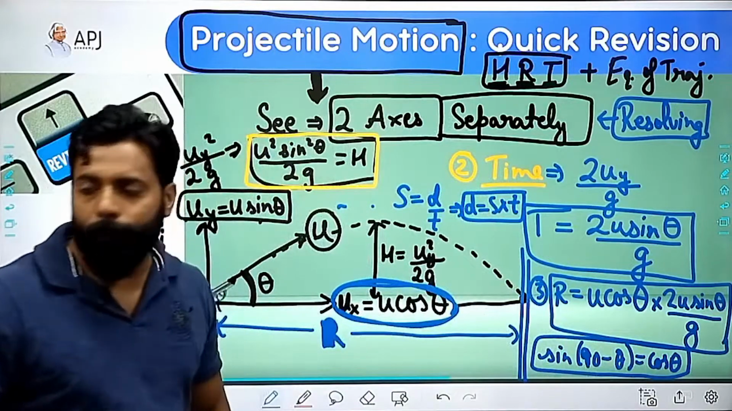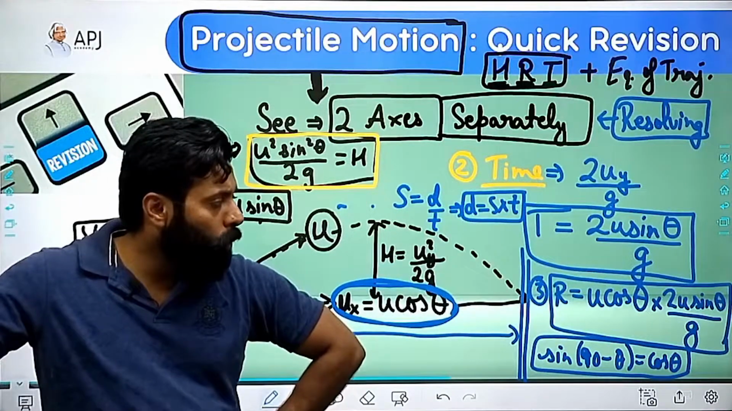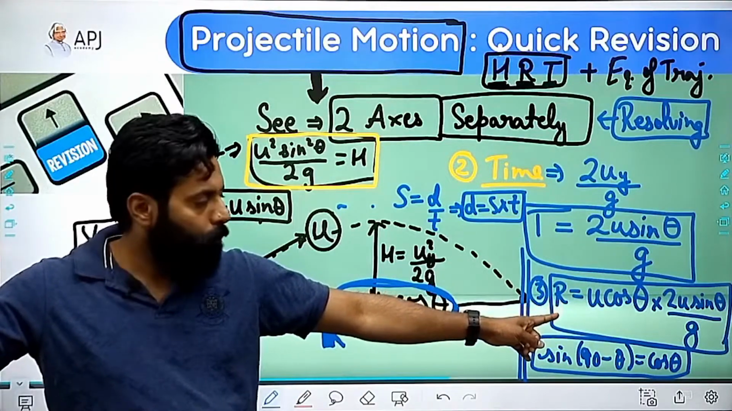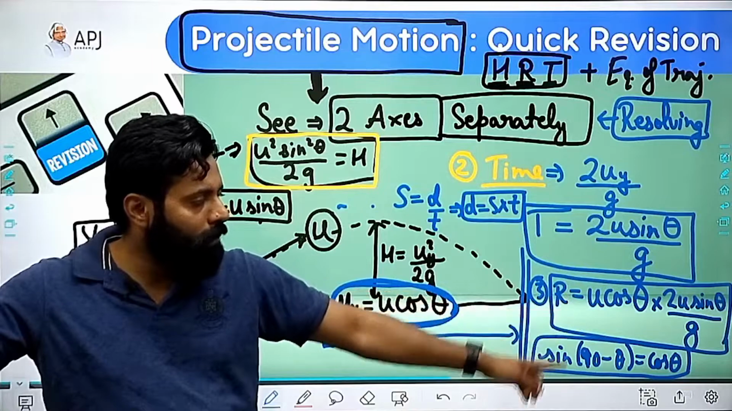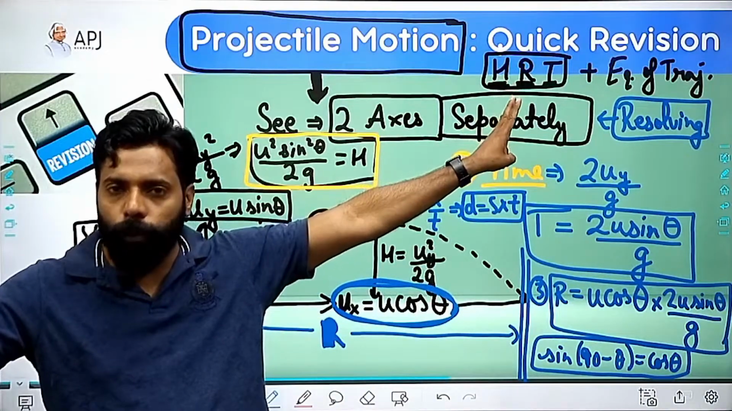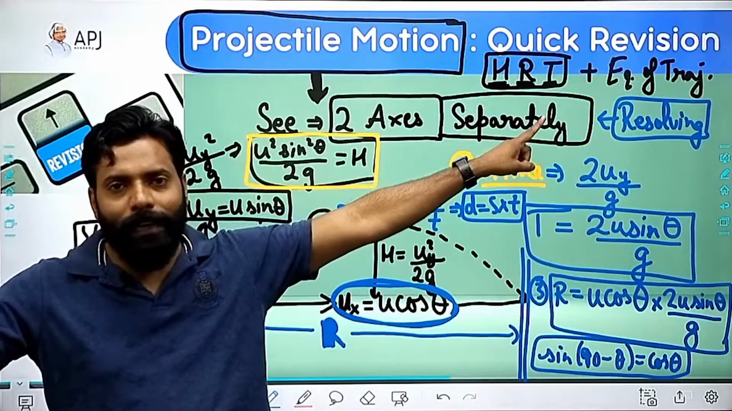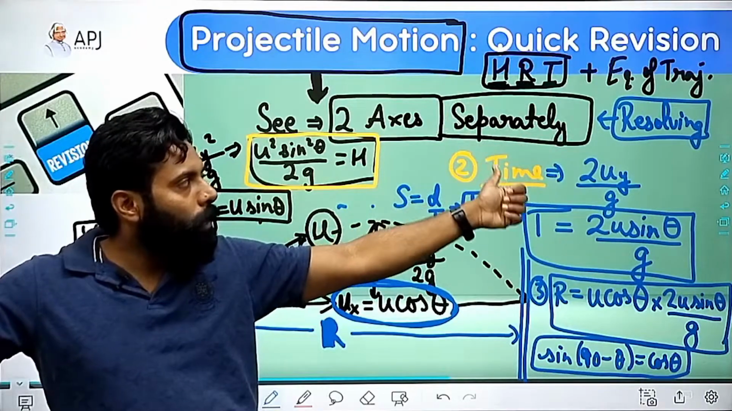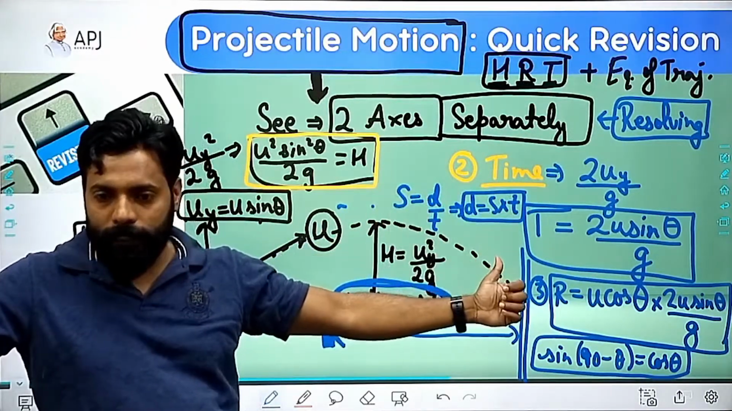So this is very important, and in some books you will find that the range formula is given as u square sine 2 theta by g. I hope that these three formulas for HRT are clear to you. And the equation of trajectory is very simple. You just need to put the values for the y-axis and the x-axis.